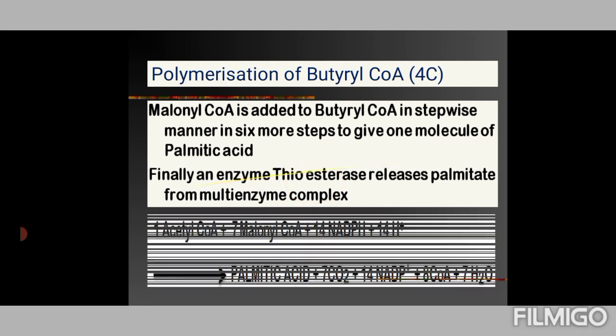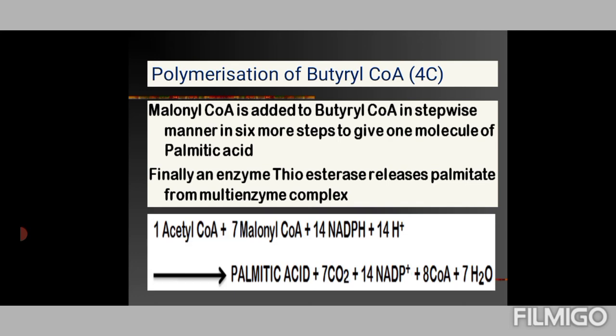And the sum total of reactions is that first there is one acetyl coenzyme A, the initial one, and 7 malonyl coenzyme A totally, with 14 NADPH, the reduction potential, giving palmitic acid. And 7 carbon dioxide is released altogether, along with 14 NADPH, 8 coenzyme A, and dehydration in 7 cycles, which means 7 H2O.